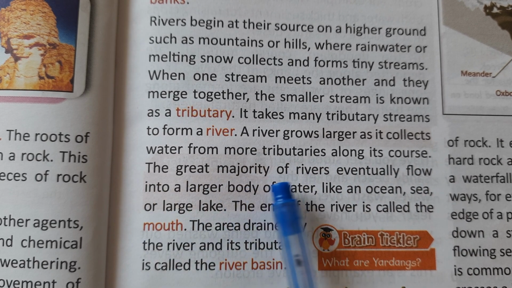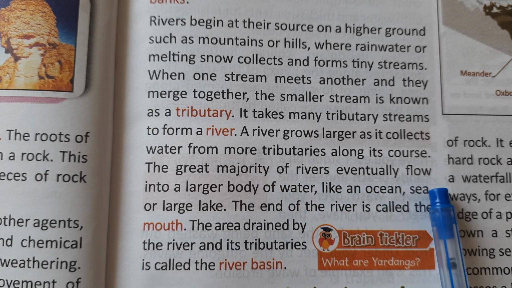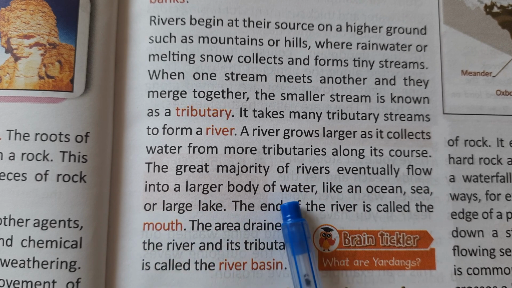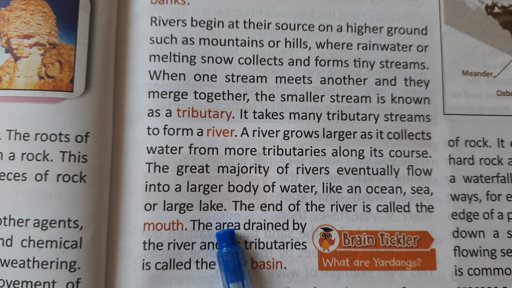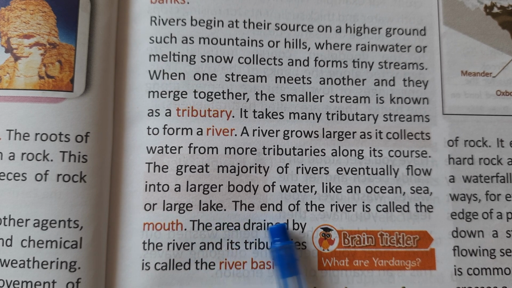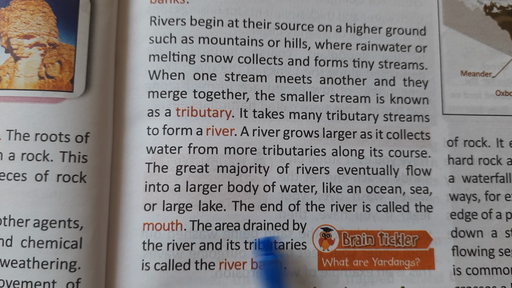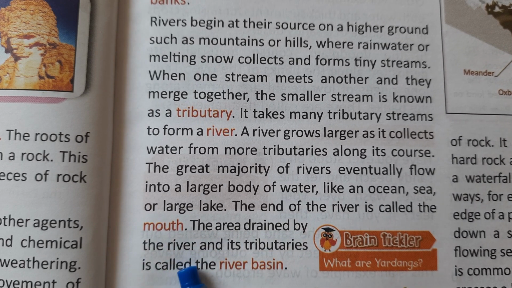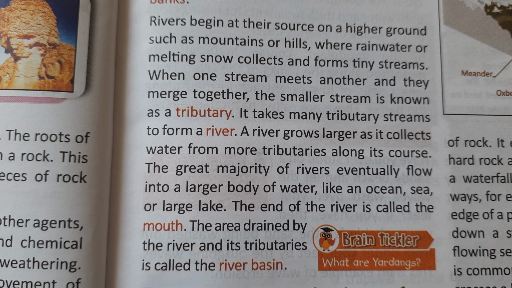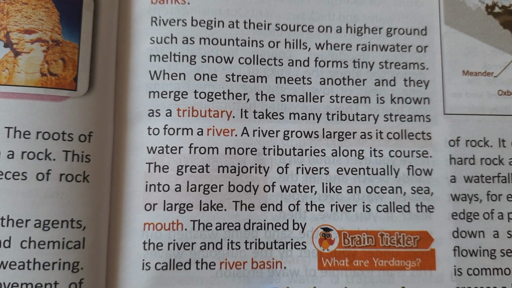The great majority of rivers eventually flow into a larger body of water like an ocean, sea, or large lake. The end of the river is called the mouth. The area drained by the river and its tributaries is called the river basin.